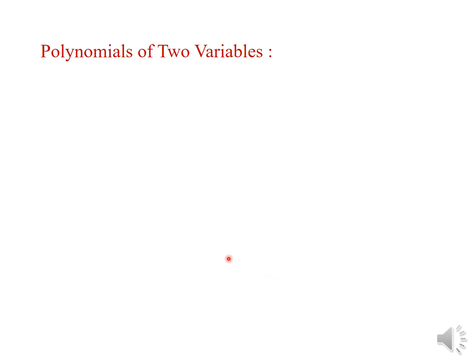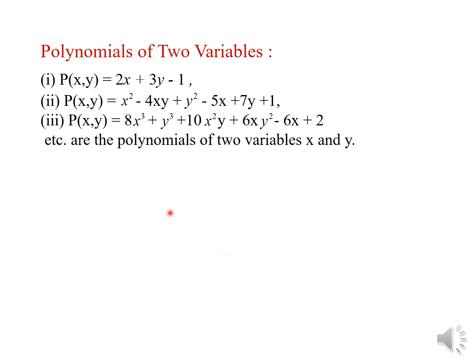Now we want to know what a polynomial of two variables is. You can see that there are three examples. In one, the polynomial is 2x plus 3y minus 1. It is a polynomial of two variables x and y, so it is denoted by p of x y, p for polynomial, and there are two variables. You can see that example number 2 and example number 3 are also polynomials of two variables x and y, so they are also denoted by p of x y.